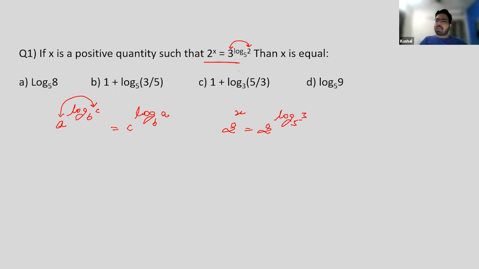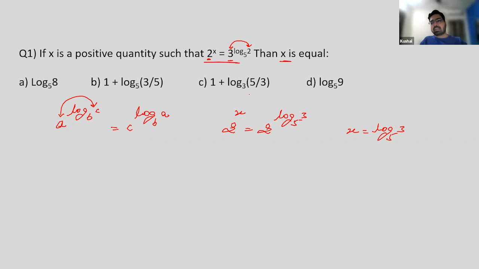Why did I really do that? The reason was that I wanted to have the same base for my exponential part on either side of this equation so that I can equate the powers. So what am I now going to do? I'm going to say that my value of x is equal to log base 5 3, correct? Now, what is it that they're asking you? They're asking you the value of x. x is log base 5 3, which is something that we don't find in the options.